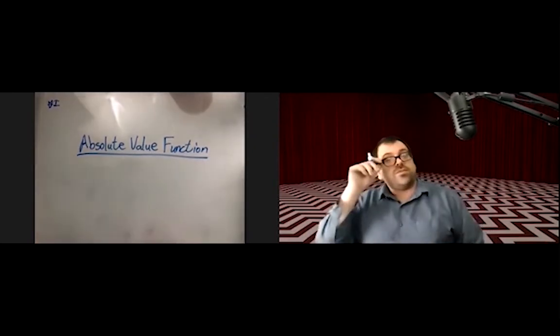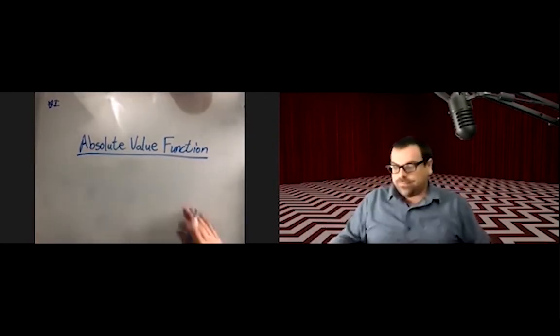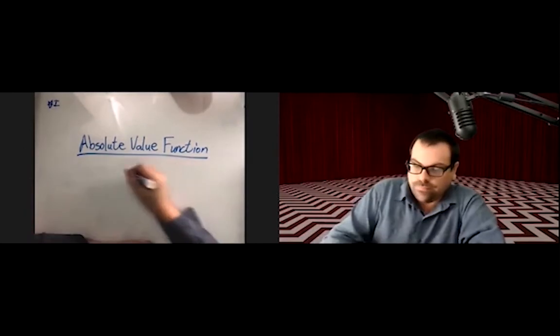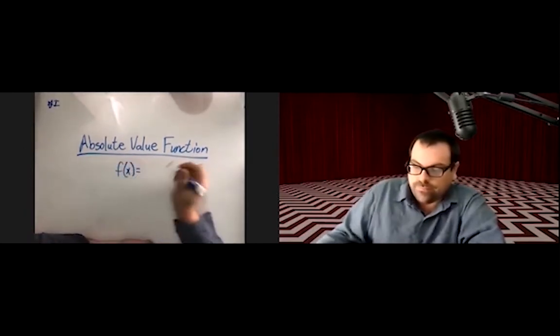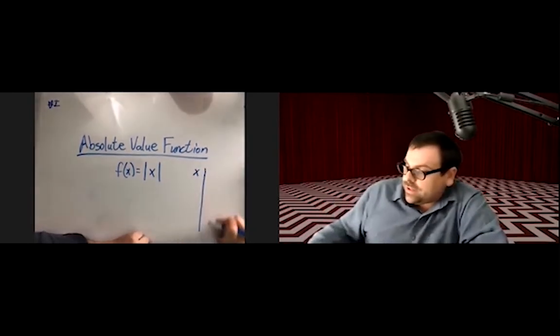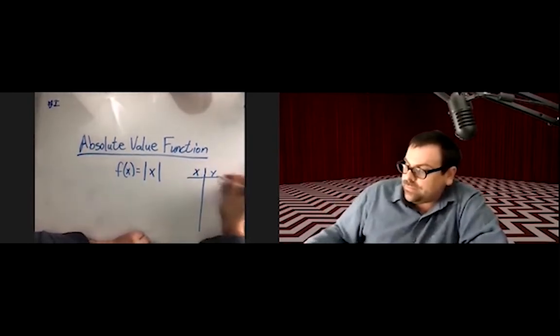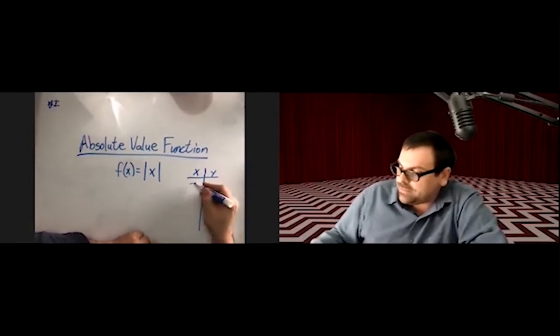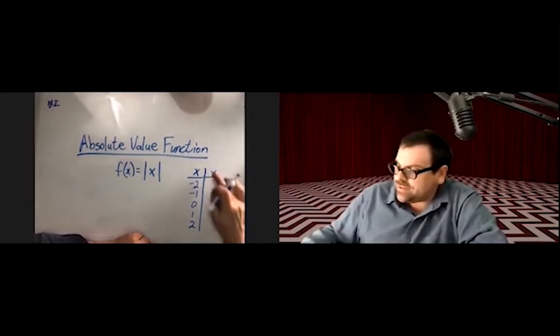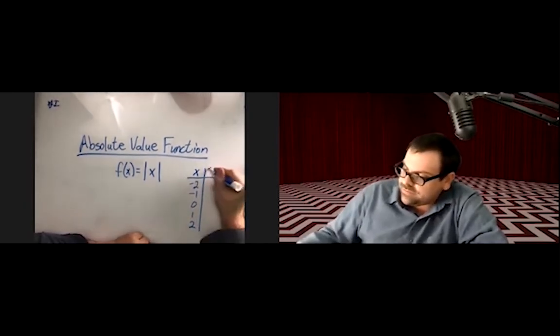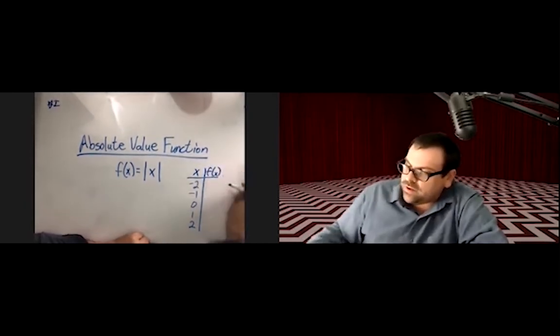The absolute value function. It's going to be f of x equals, you guessed it, the absolute value of x. Table. I'll pick some negatives. 0. Some positives. It's a function, so instead of y, we'll call it f of x.